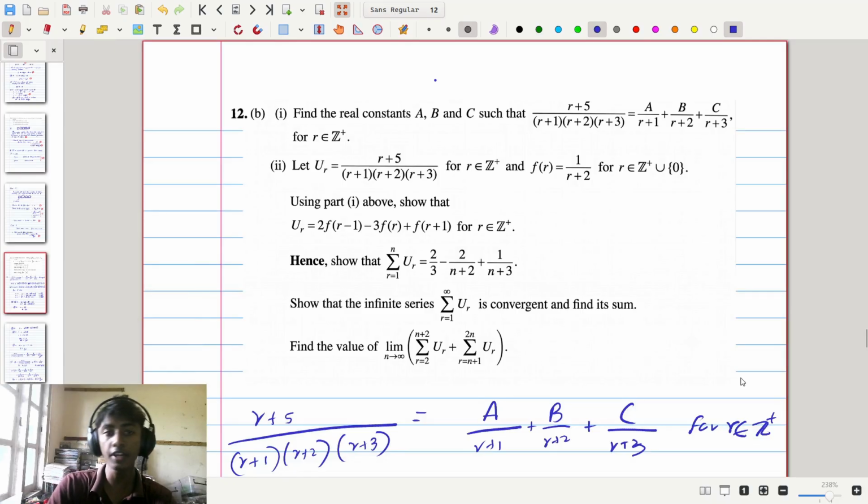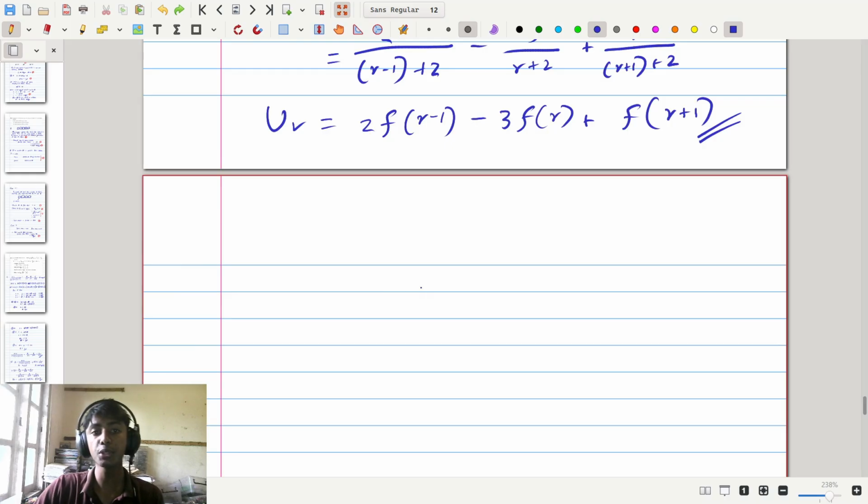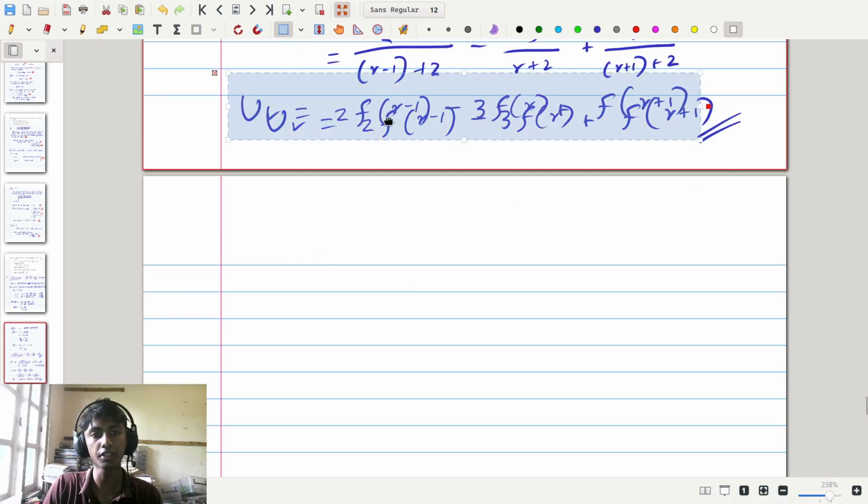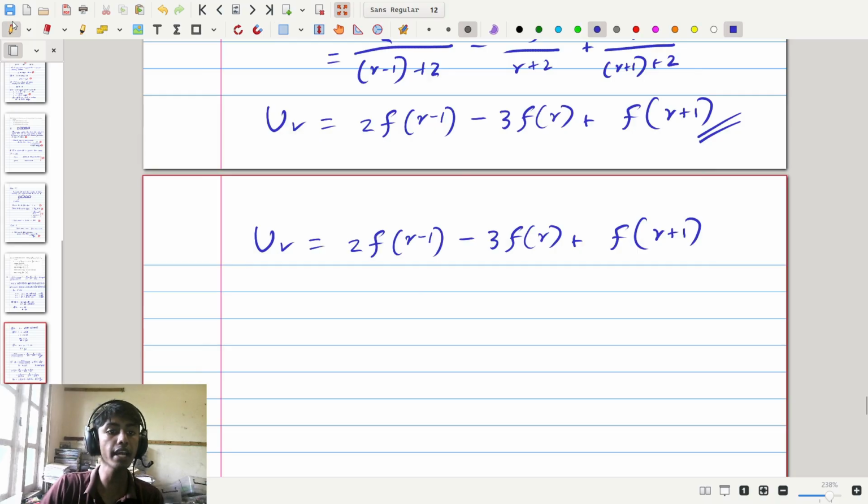Now after this, the next part of the question says, hence show that the sum from r equals 1 up to n of u of r is equal to 2 over 3 minus 2 over n plus 2 plus 1 over n plus 3. Now for this, what we have to do is go down and use this expression inside the sigma. So I'm going to write u of r equals this expression, which I'll just copy down. From this, if I take the sum of terms of the left hand side, it should be equal to the sum of terms of the right hand side.